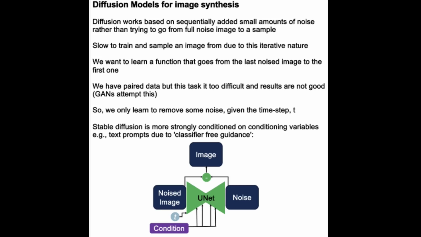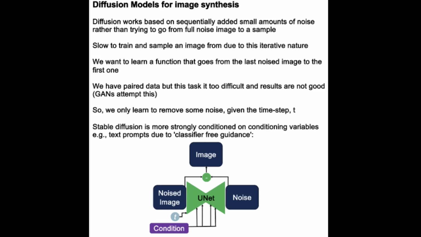But these diffusion models are slower to train because of this iterative nature, so you add small amounts of noise and you learn to reverse that small amount of noise addition process. So essentially we want to learn a function that goes from the last noised image to the first one, which means that we want to reverse that noise addition process. We have paired data for noise to image, but learning this task directly is too difficult, and GANs do attempt this. So we only learn to remove some noise given the time step. So we learn to remove noise at every time step in this sequential noise addition process.